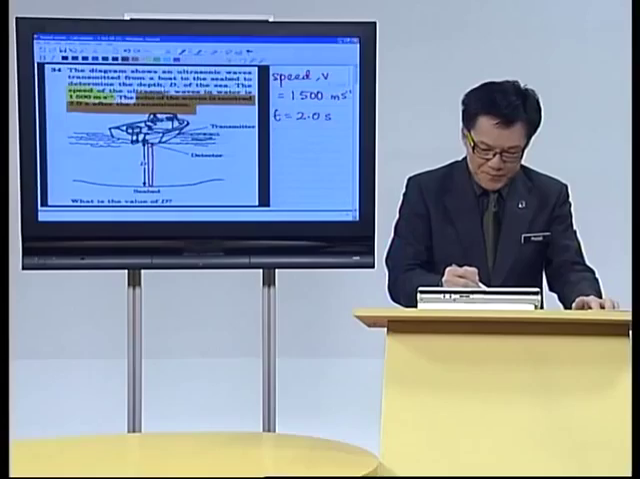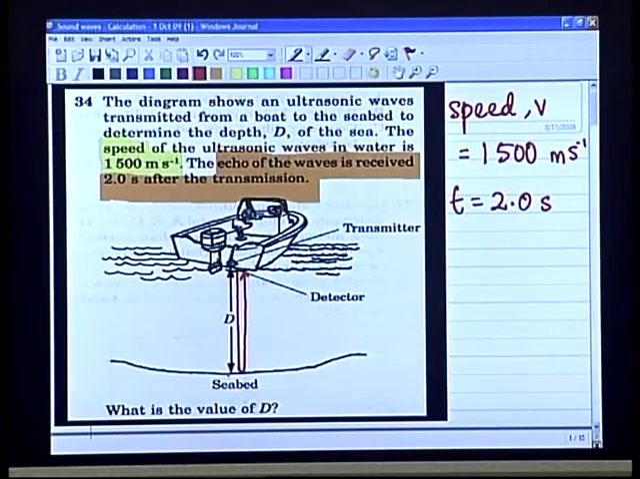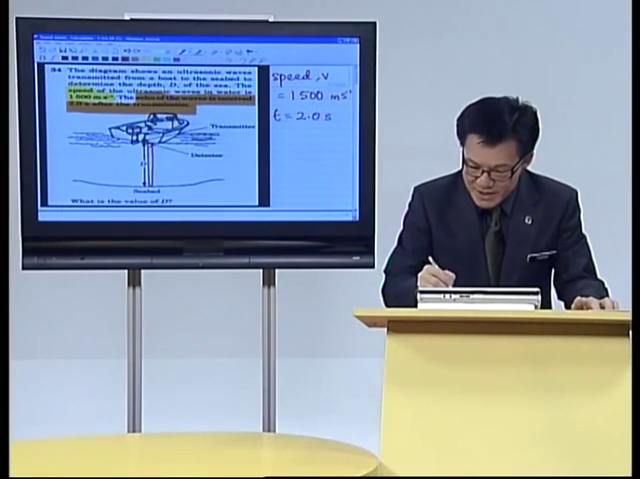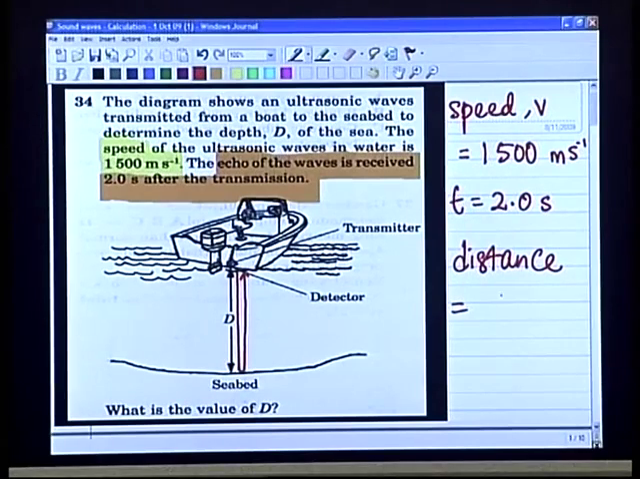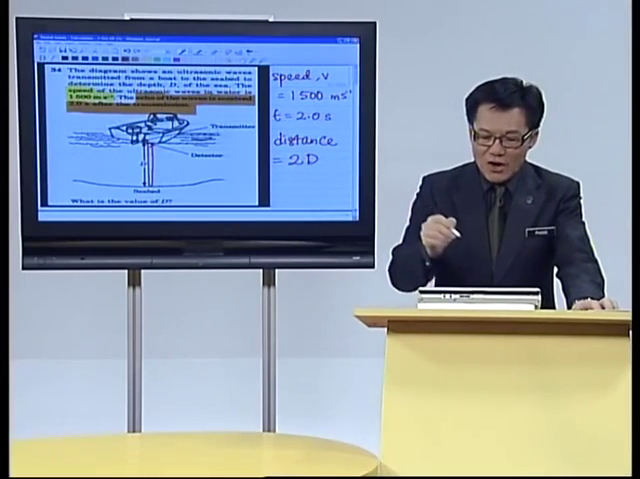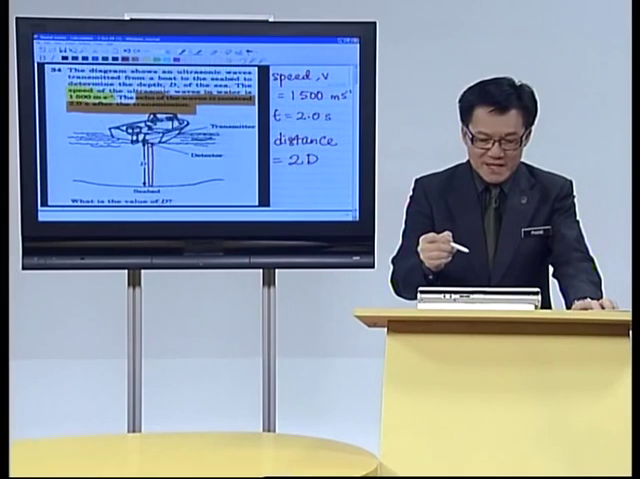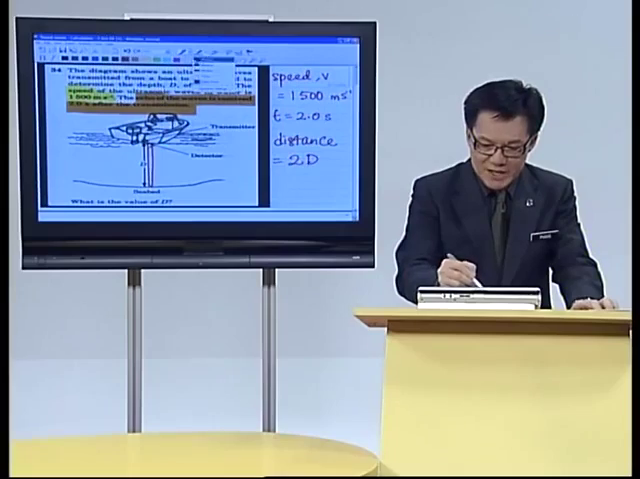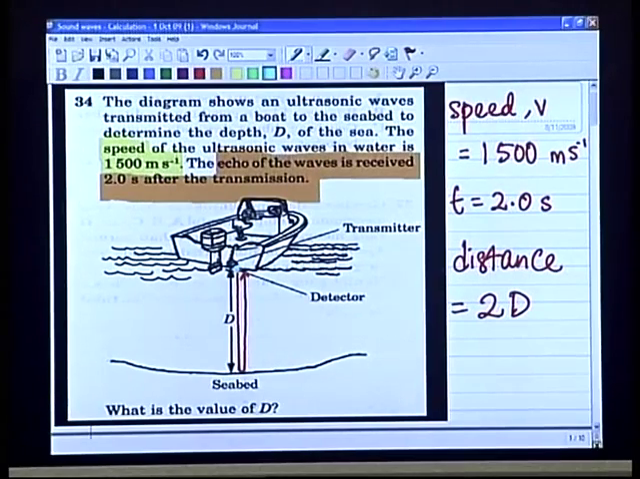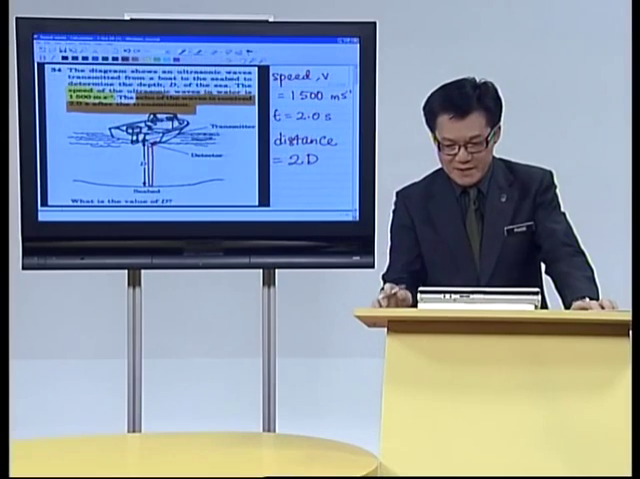Look at the diagram again. From the boat to the seabed, that is D. And it comes back. So it's 2D. Alright? So the distance that we have is actually 2D, because it says the echo of the waves is received 2 seconds after transmission. So the point of transmission is here. After transmission, it receives the signal. It is here. Alright? So it is 2D.